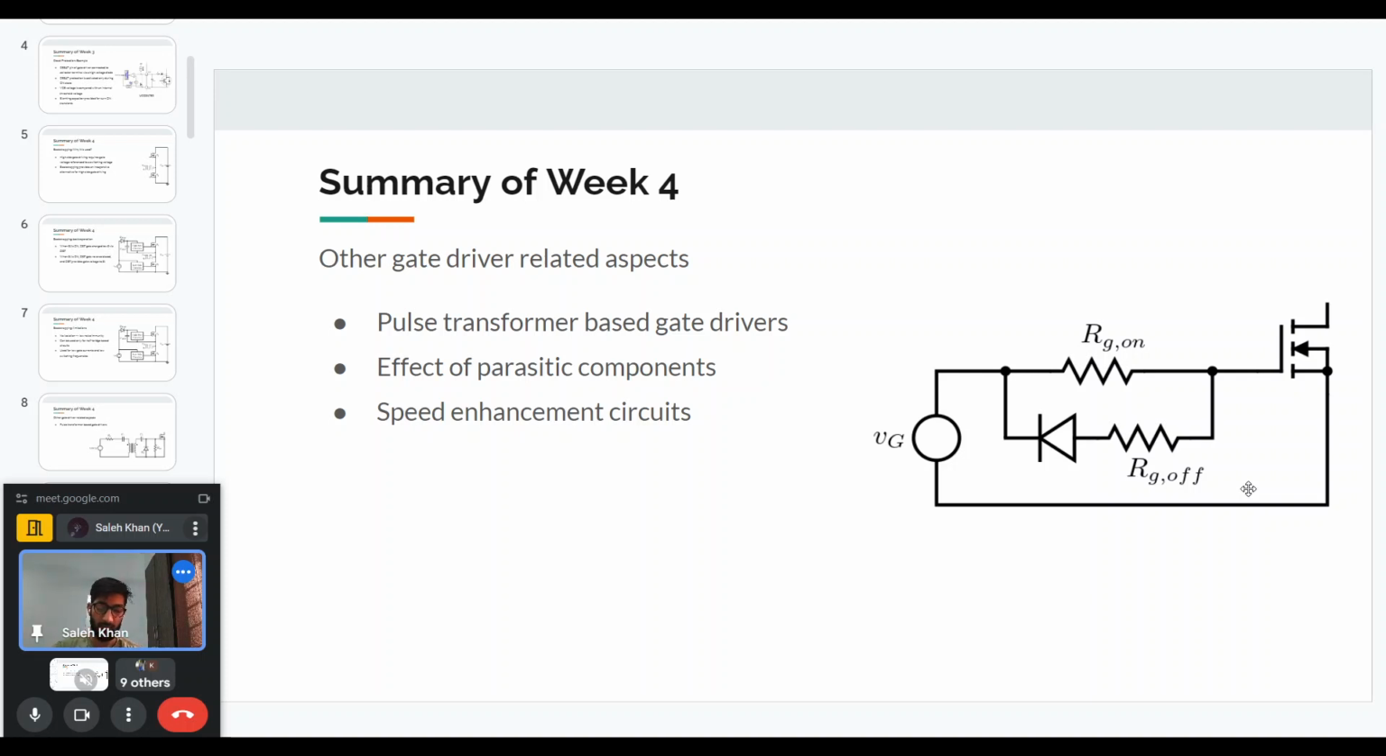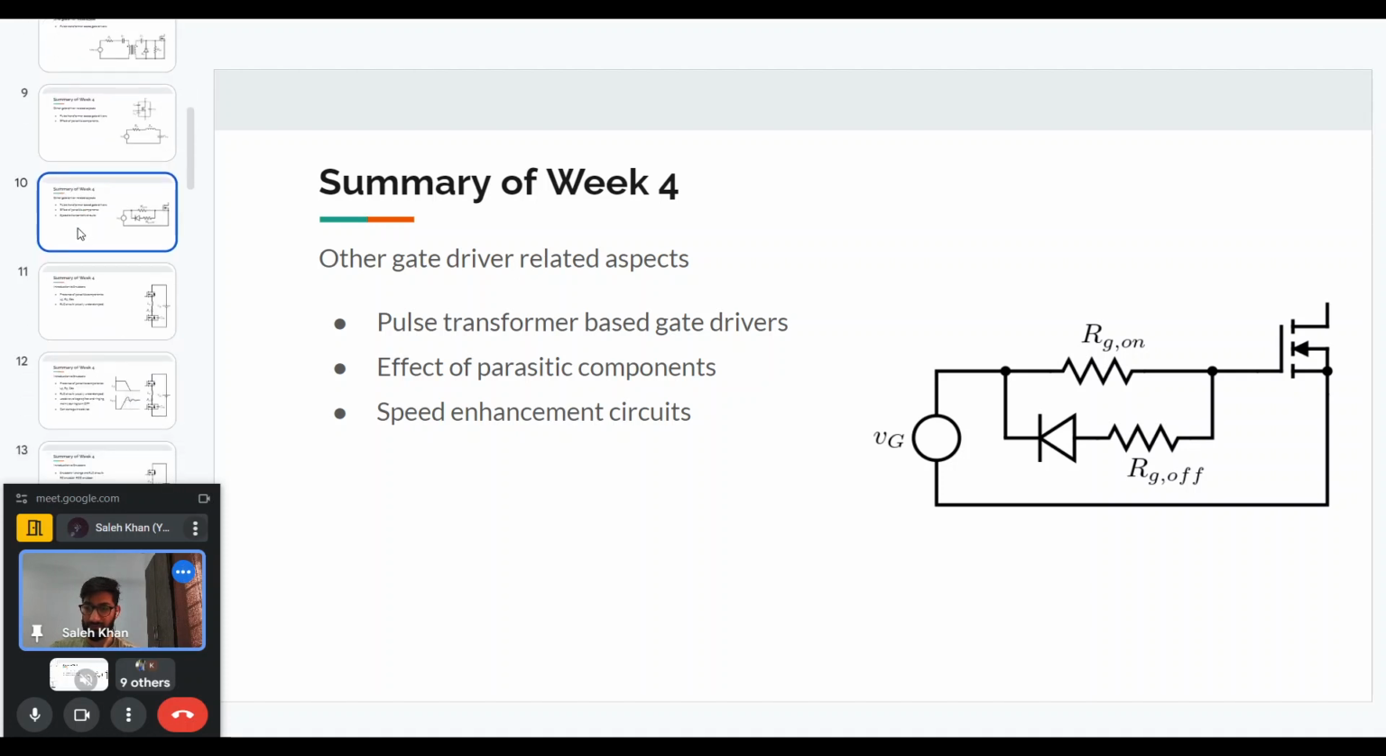In modern gate drivers, they actually have different output pins. One is for turn on output and another is for turn off. So this is done internally in the gate driver IC, and you just have to provide different resistances on the different pins of the gate driver. So this was all about the gate driver aspect.